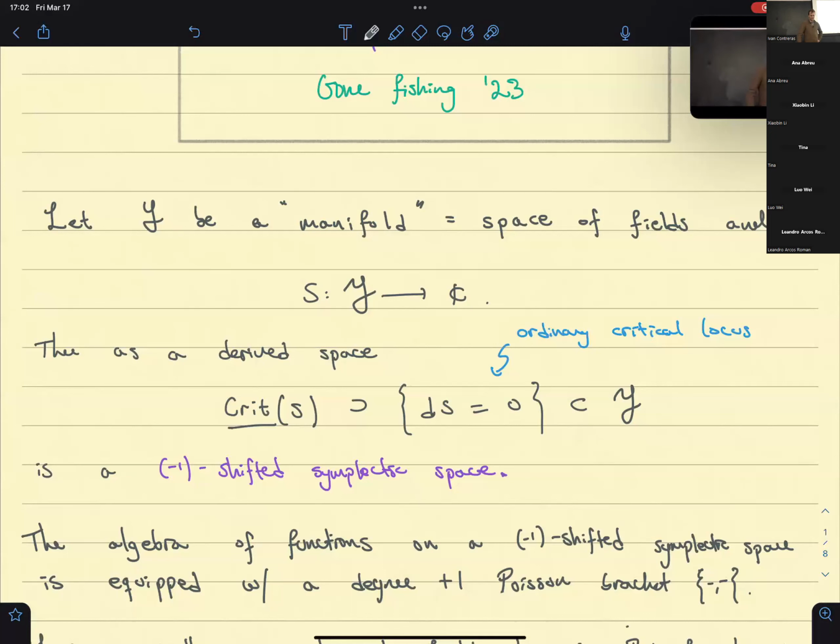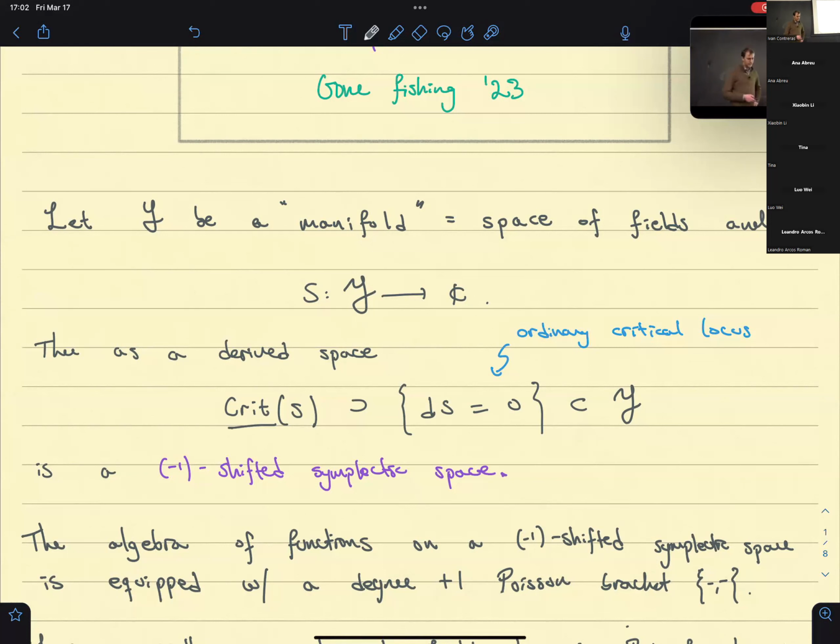Shifted structures come up from my point of view. So let Y be any sort of manifold, in quotes here. This could be some infinite dimensional thing. For me, in practice, it's going to be the space of fields of some theory. And I'm going to take a functional on Y, call it S. This is like the action functional in physics.